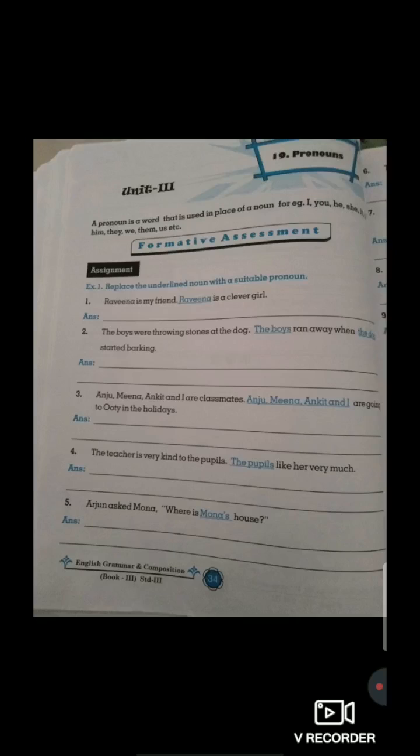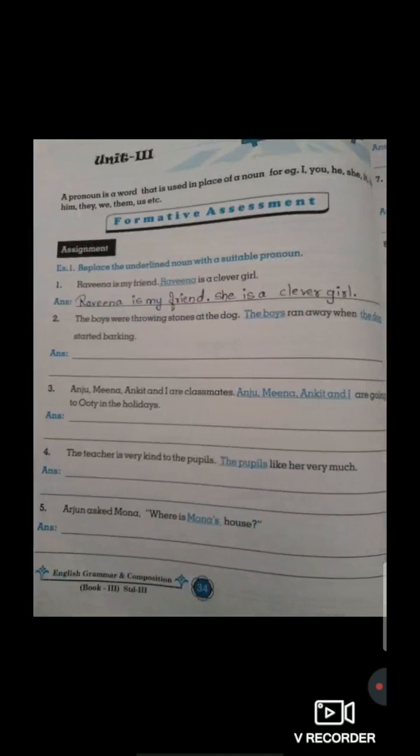So here, the very first one, Ravina is my friend. Ravina is a clever girl. Students, if you see the word Ravina, in the sentence 2 times it is mentioned. Ravina is my friend. Ravina is a clever girl. Right? So students, while we are using a pronoun, there is no need of writing Ravina 2 times in a sentence. So let's see the answer. So here the answer, Ravina is my friend. She is a clever girl.